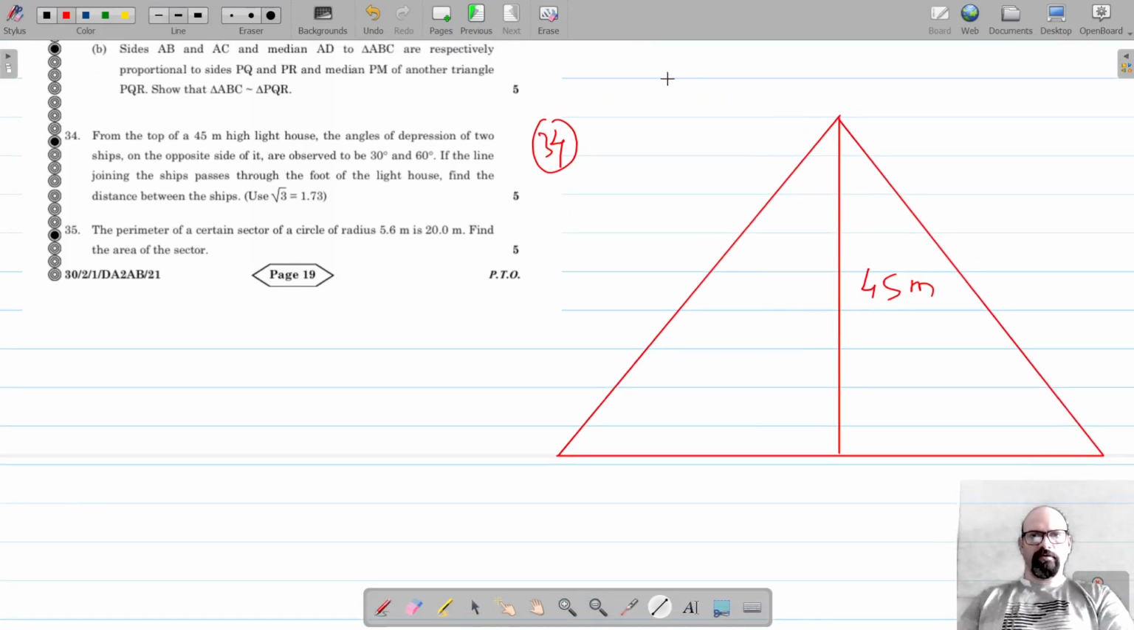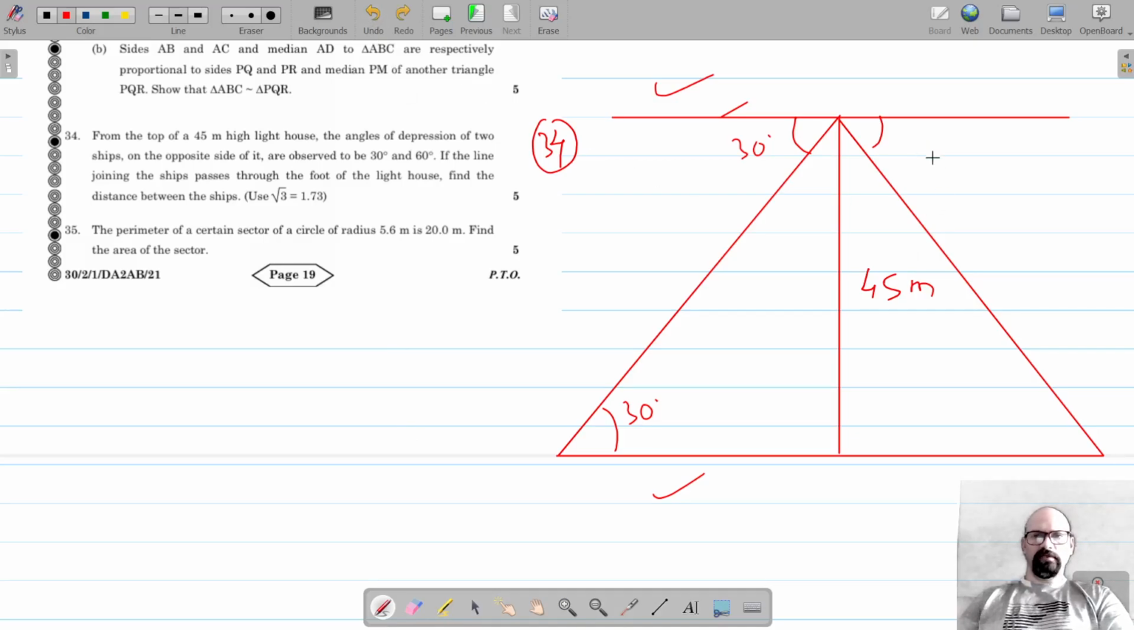From the top of the 45-meter lighthouse, let's mark the angle of depression. The angle of depression for the first ship is observed to be 30 degrees. If this is 30 degrees, this is horizontal, these lines are parallel and this is the transversal, so this angle is also equal to 30 degrees by alternate angles. And the other angle of depression is 60 degrees.